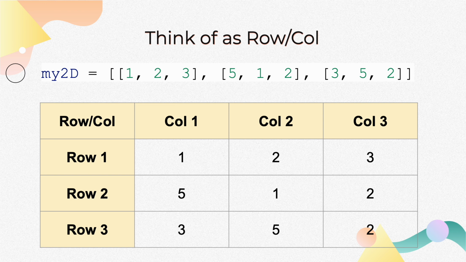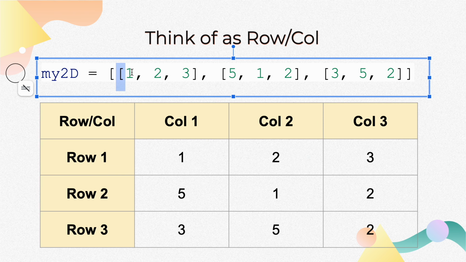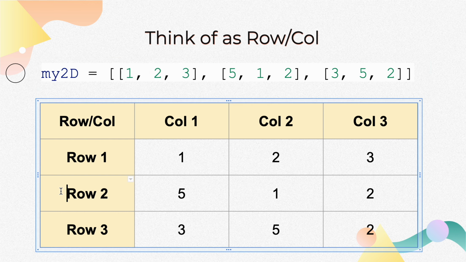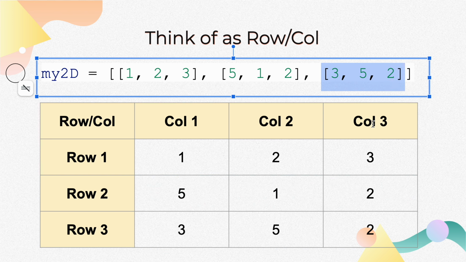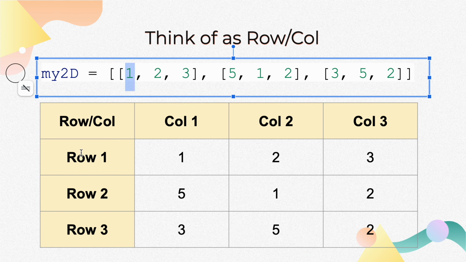We can think of this concept as row and column. The rows will represent each of the lists. Notice here in row 1, we have 1, 2, 3 as the first row. And then in the second row, we have 5, 1, 2. And then in the third row, we have 3, 5, 2 as the third list in my2D array. We can also think of the columns as well. The row 1, column 1 will be 1. Row 2, column 1. So row 2 refers to this list. Column 1, the first element, will be this list. Think about what this means.